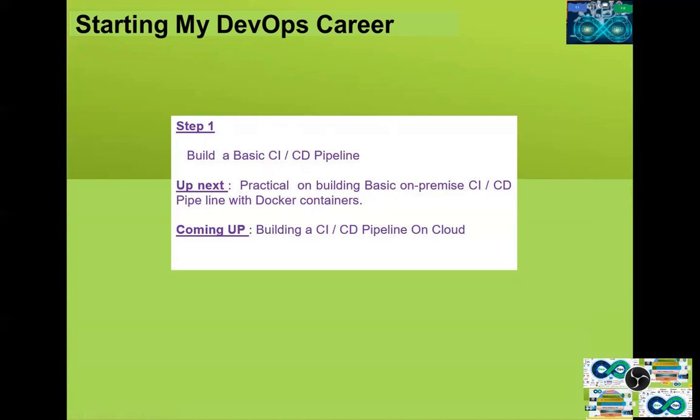We are going to have a separate GitHub repository for DevOps, like the others: microservices has a separate GitHub, Oracle a separate GitHub, generic a separate GitHub. For DevOps also, we are going to have a separate GitHub location. I will share those locations with the documents, and all the steps will be given. Up next is the practical on building an on-premise CI/CD pipeline with Docker containers.